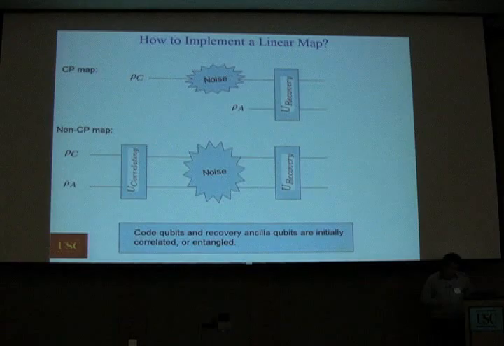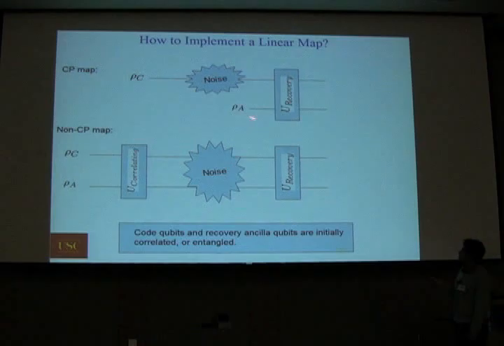And let me talk about implementation of the linear maps. We know how to implement CP maps, right? After the noise, we can just add some recovery ancilla, and applying some unitary recovery between the recovery ancilla and the encoded qubits, we can construct a CP map on the code part.